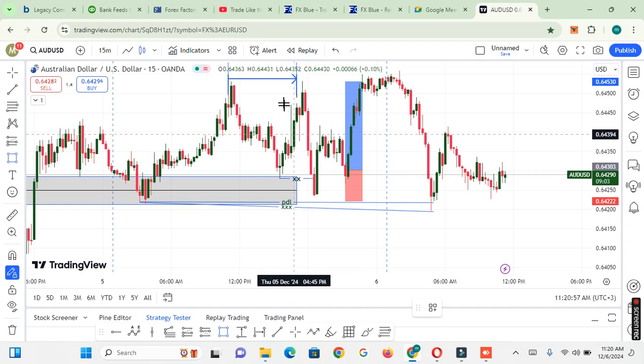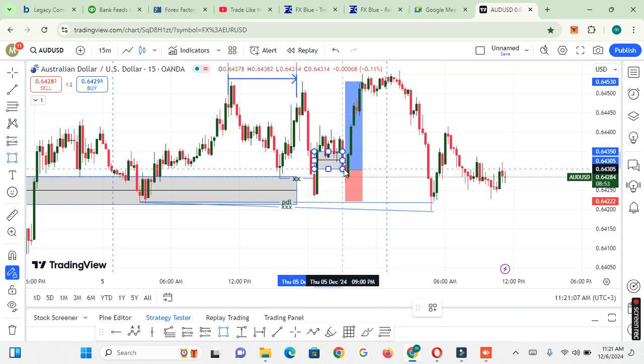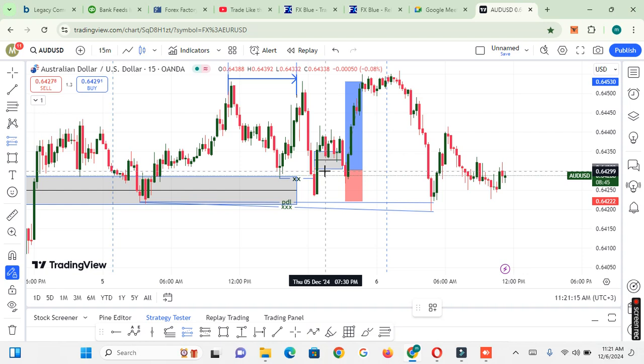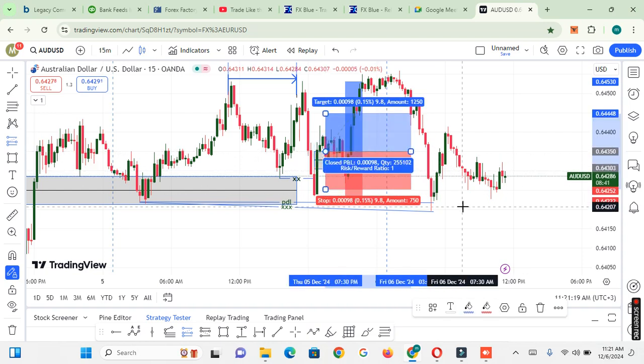Price came down, grabbed this liquidity, the London low, then we bought here. Price came to our entry before. Yeah, guys, you remember? You see, exactly at that time, right?